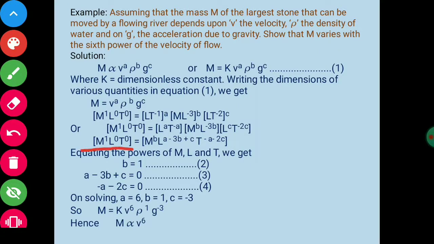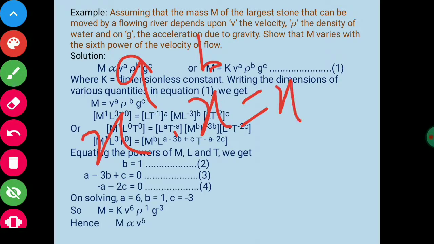So M¹L⁰T⁰ equals (L T⁻¹)ᵃ, so L raised to power a, T raised to power minus a, times (M L⁻³)ᵇ, so it becomes Mᵇ L⁻³ᵇ, and (L T⁻²)ᶜ, so it becomes Lᶜ T⁻²ᶜ. Now we are again using the formula xᵃ into xᵇ is equal to xᵃ⁺ᵇ.